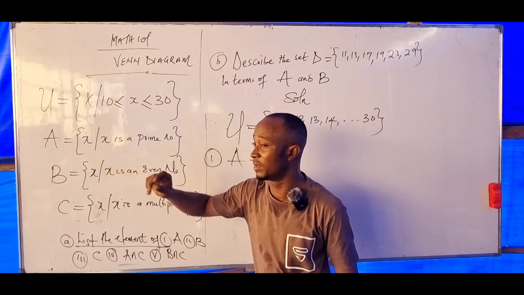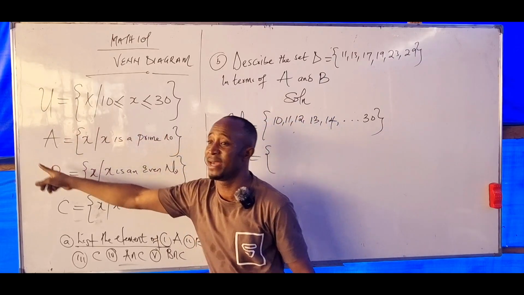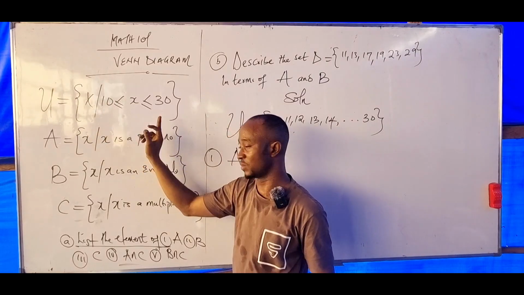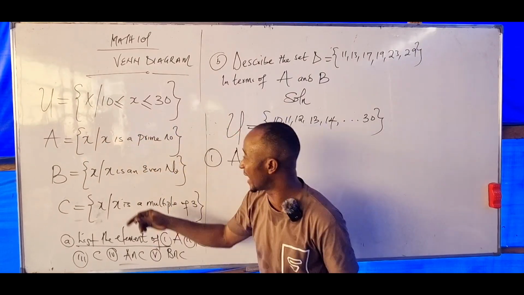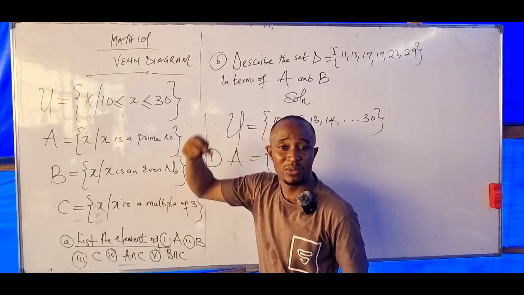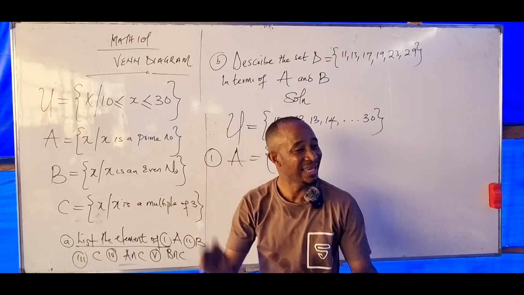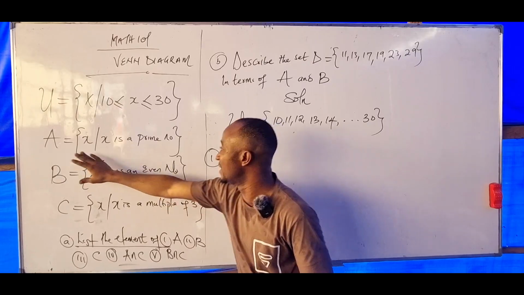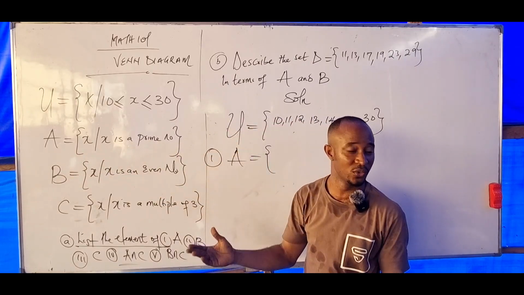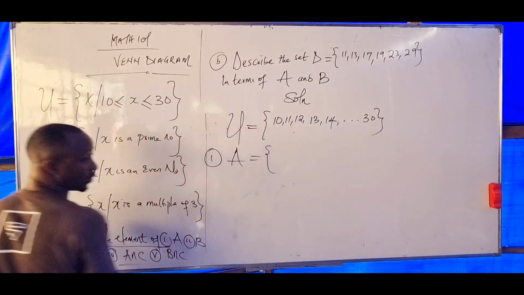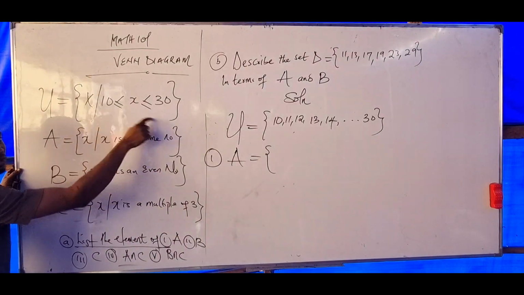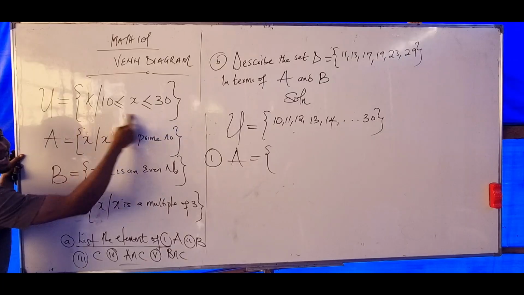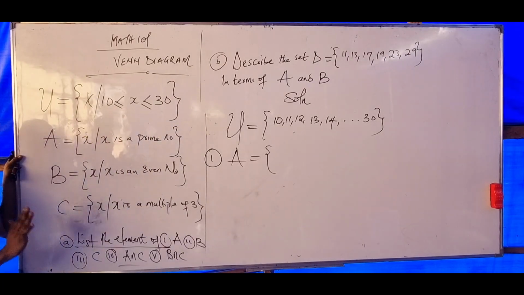Now, how do we list these? Don't forget that all the elements of A must fall between 10 and 30. It means to get the primes of A, I will start from 10. Are you getting the concept here? Don't start writing 2, 3, 5 and list all the prime numbers, you are wrong, you fail it. Already we are told the general set is from 10 to 30. That means every element of A must fall between 10 and 30.